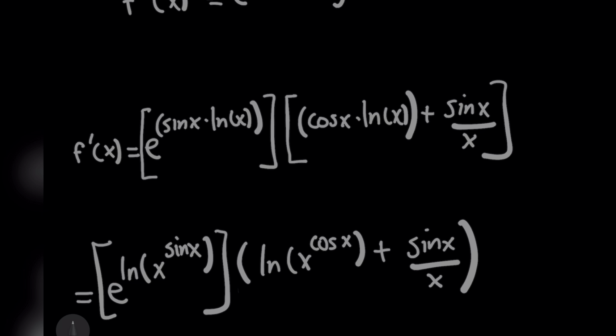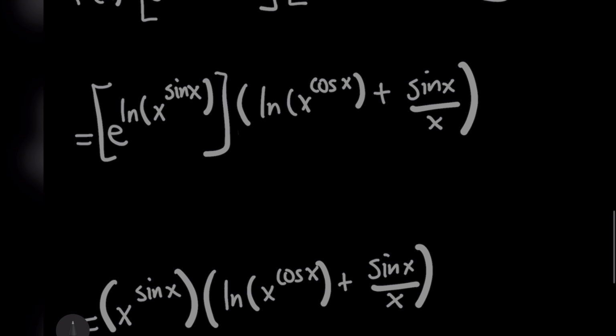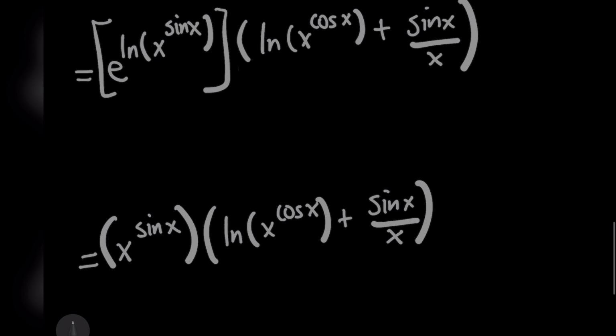But by writing the left-hand side here the way I did, as a next step to simplify things further, on the left here, that's just going to become x to the sine of x, and we're done.